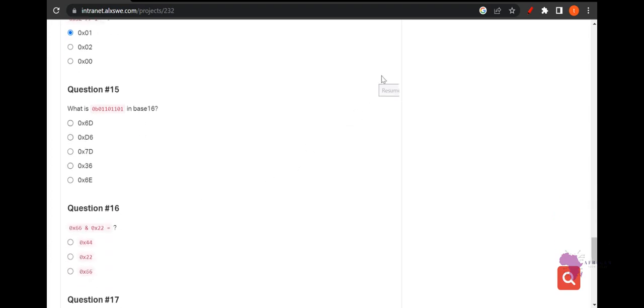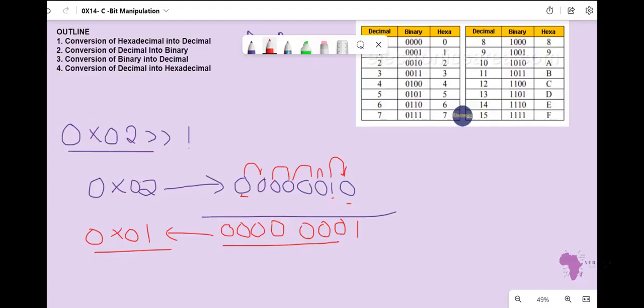Number 15, guys, we are asked to calculate this one into base 16. We have been given binary and asked to calculate into base 16. How can we do this? It is 0b 0 11 10 11 0 1.